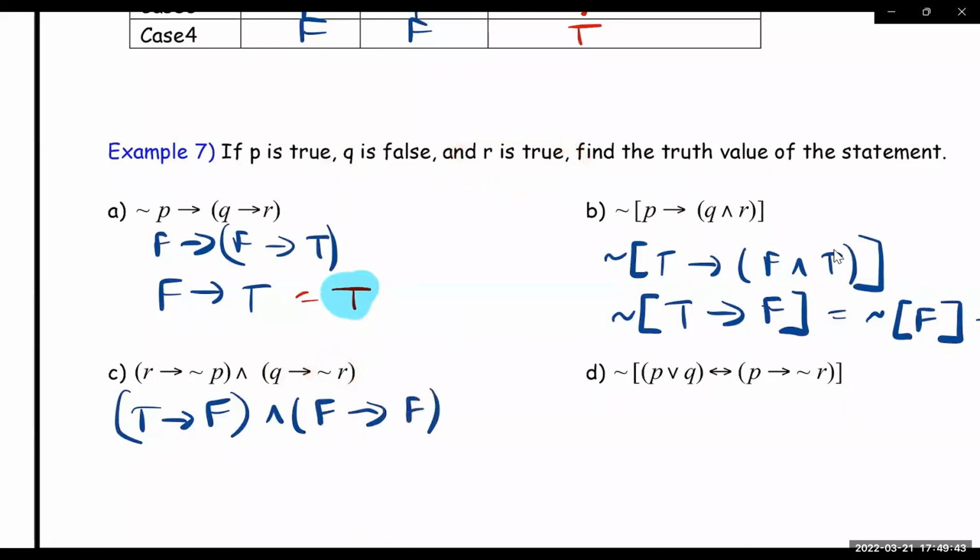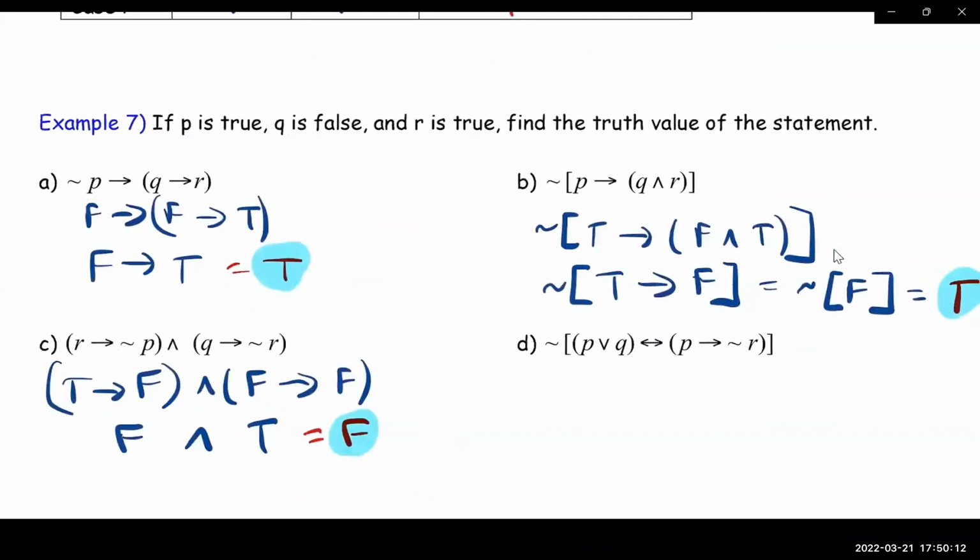And so let's do the parentheses part. What is this part? If true, then false. That's a false. And if false, then false. True. That's a true. And then the final answer would have to be false, because it's an and. Very good. That is correct.